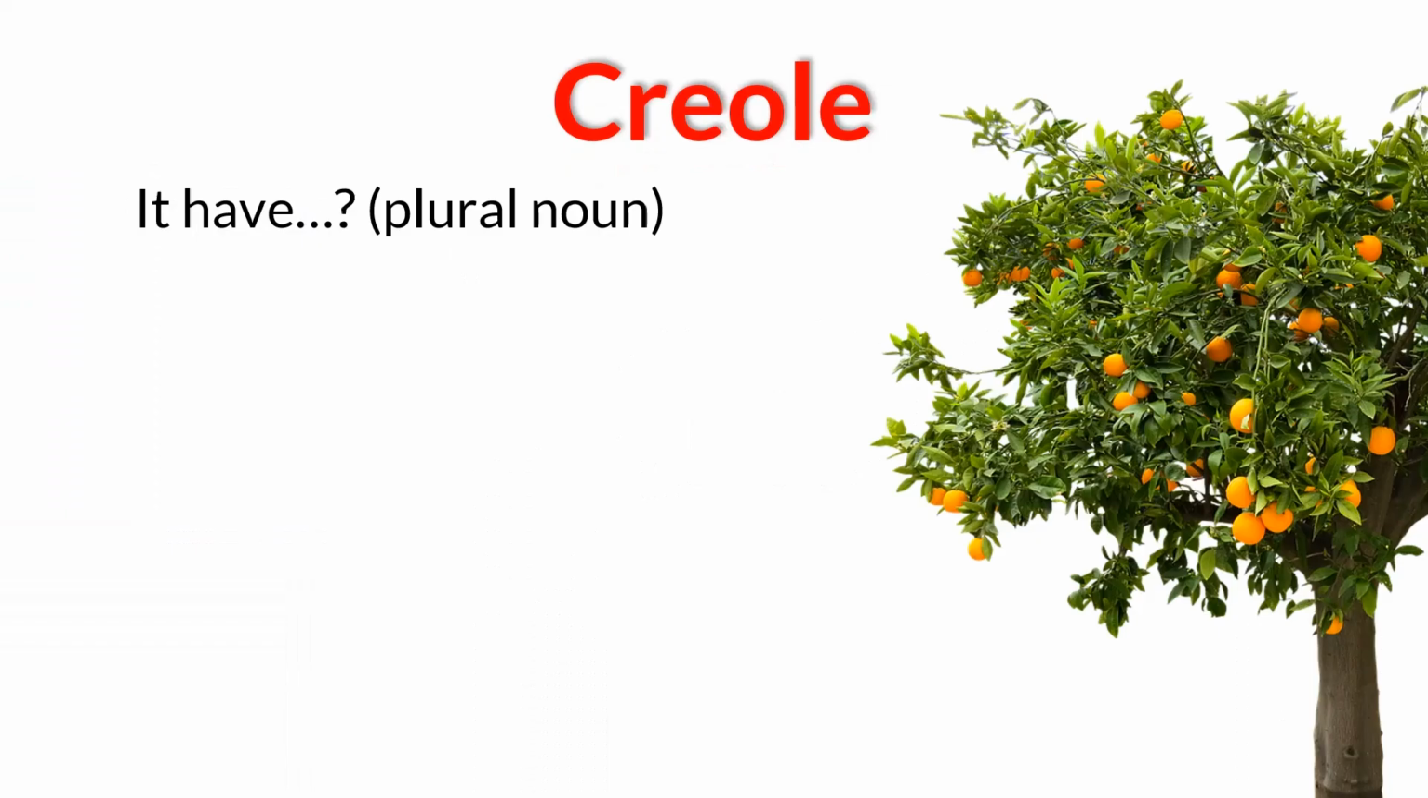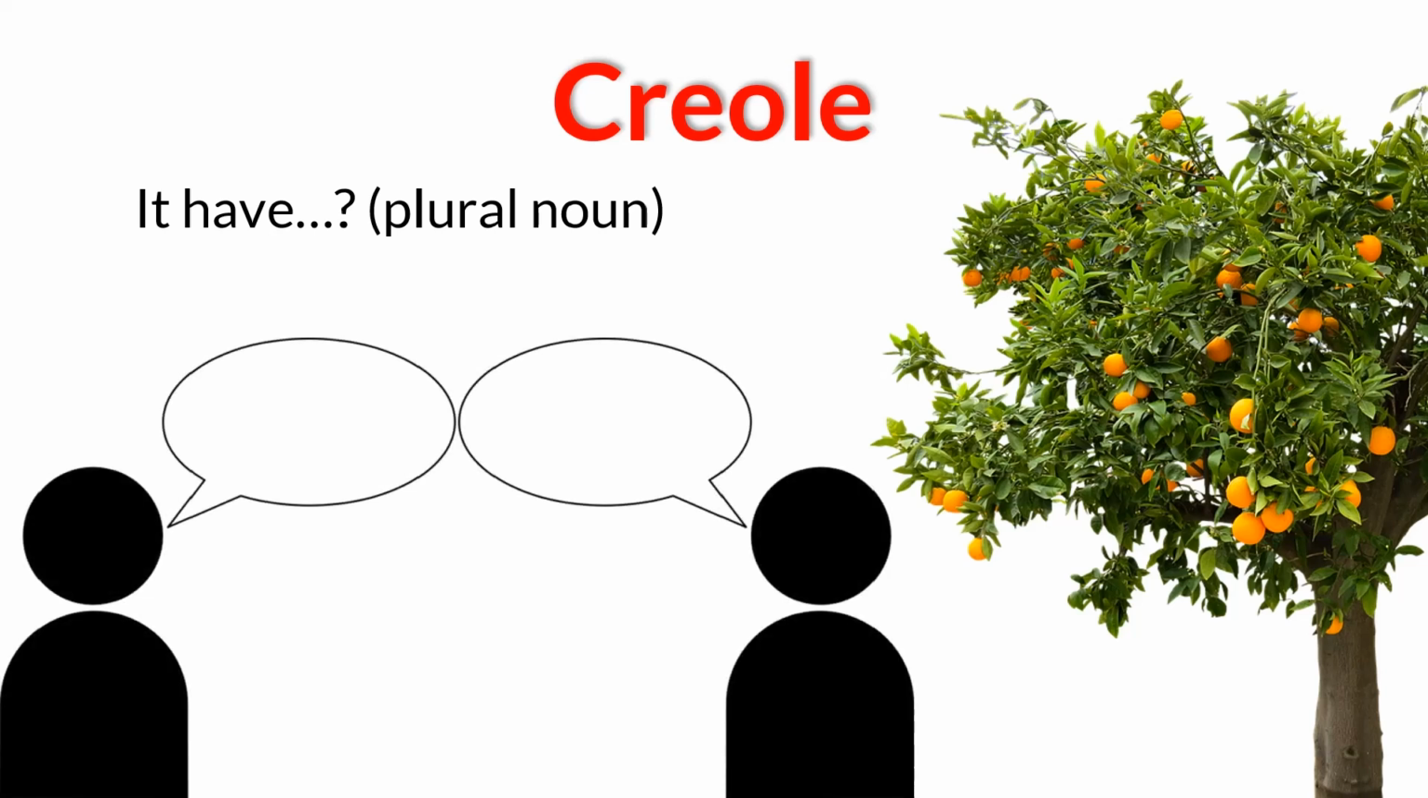In the Creole, we also use it have to ask about the existence of many things. So again, Brandon might ask Marie, "It have orange on the tree?" Notice he's asking about the existence of many oranges on the tree, but uses the word orange. That's because in the Trinidad Creole, plural nouns aren't always marked by the letter S.